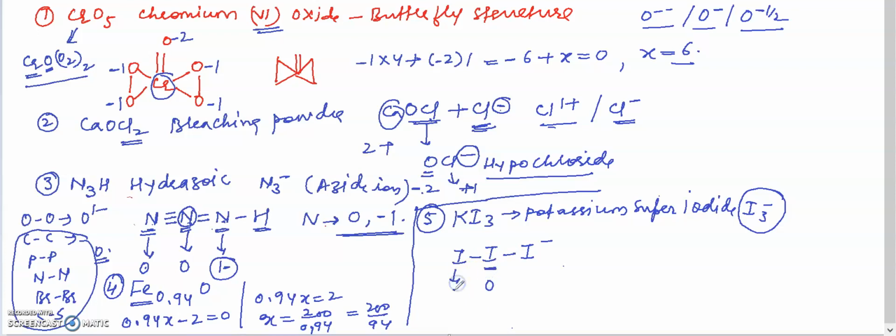This iodine will also be showing 0 oxidation state, and because of this iodine it will have 0, and because of this K, it will have 1 minus. So this will be a -1 charge. So here the oxidation state of iodine in KI3 is 0 and -1. Fine. What hybridization is related to this I3 minus?